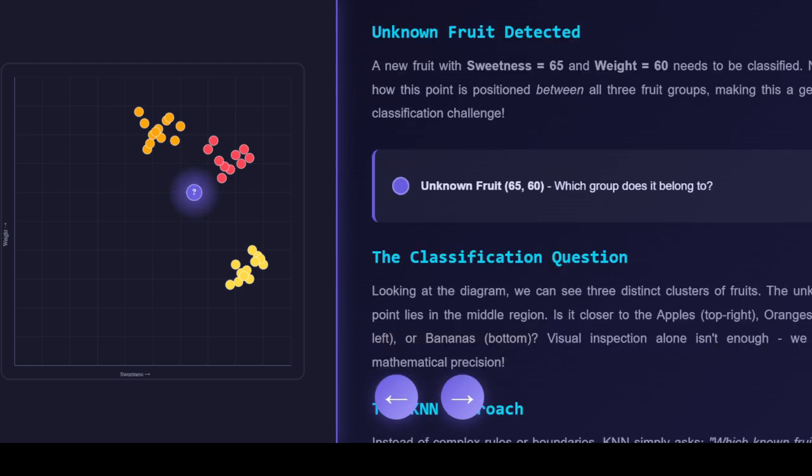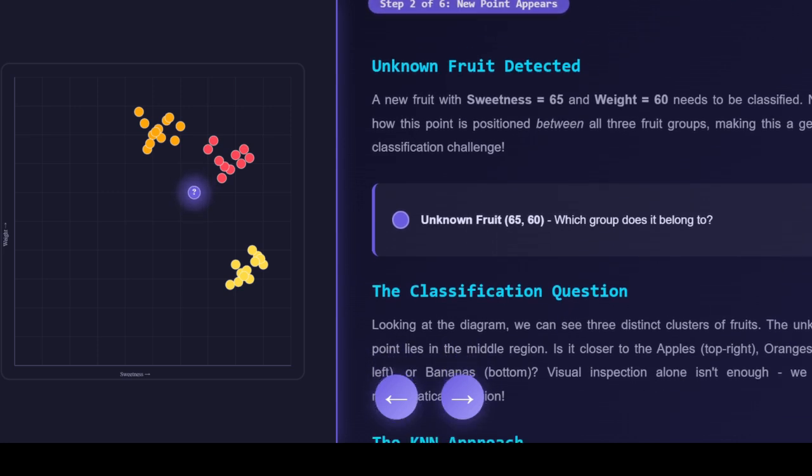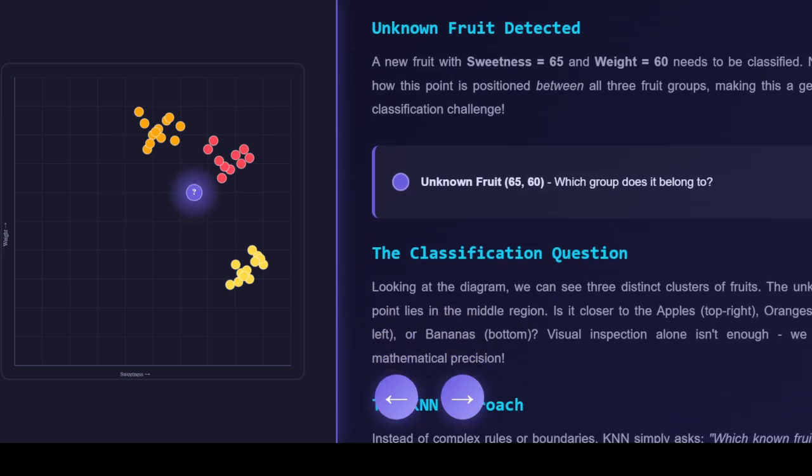And suppose an unknown fruit was detected. A new fruit with sweetness 65 and weight 60 grams needs to be classified. Notice how this point is positioned between all three fruit groups, making this a genuine classification challenge. Suppose we have one new fruit with 65 and 60 coordinates. Now we have to identify whether this new fruit belongs to the apple category, orange category or banana category.